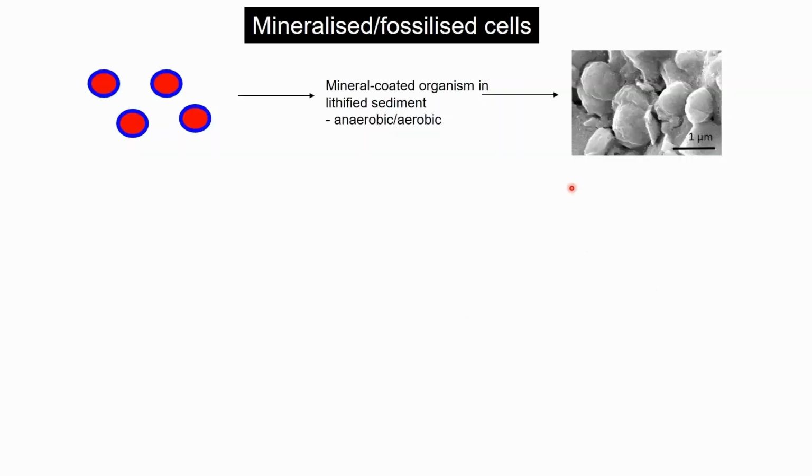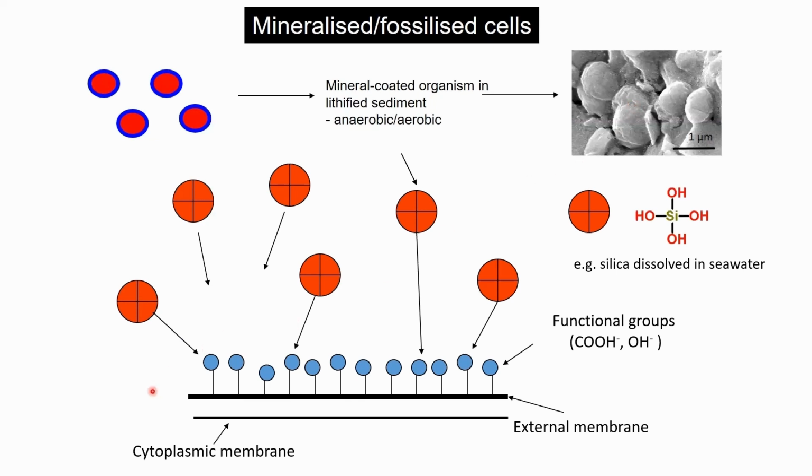And then there's the case where the microorganism can actually be fossilized, in the sense that a mineral precipitates around the edge of the organism and/or impregnates it, and the cellular structure is preserved. How does this happen? Well, imagine that this is the external membrane of a microorganism. It's full of functional groups. Imagine it's like a hedgehog, and these functional groups attract minerals that are in solution, for instance, silica.